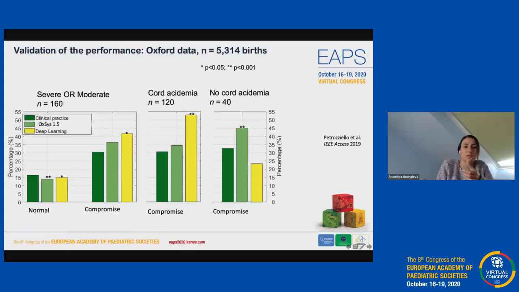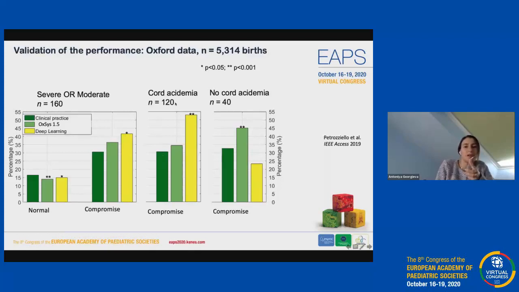And then we look at what happens to the sensitivity. Here, in this case, we have combined severe and moderate compromise together into one group, and I'll mention that. That's how we trained the model. We can see the approximate sensitivity we can expect. Clinical practice is about 30%, which is the same as what we saw before on the bigger data set with the blue bars at the beginning. OXIS is a little bit better, as we know, and then the new deep learning model is improving on that a little bit. Not massively, but improving. So for the same false positive rate, improving the sensitivity.